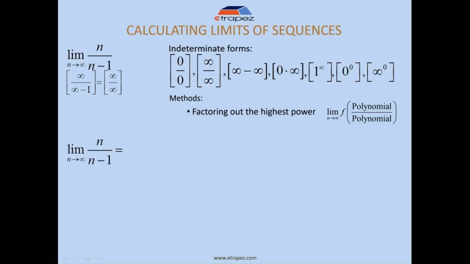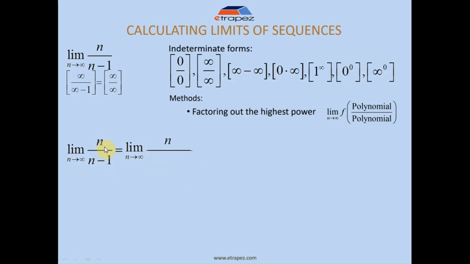Look, pay close attention to these first 3 examples I'm going to do. I'm going to do this very slowly. The limit as n approaches infinity of n over n minus 1. The point is that we rewrite the limit, we rewrite the fraction bar, on the top and bottom. We factor out the highest power of n from both the top and the bottom.